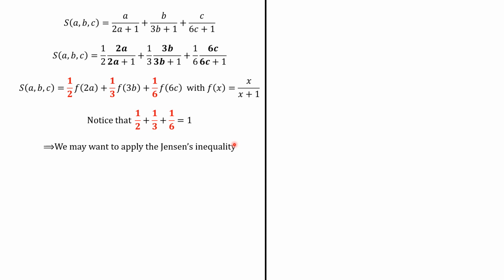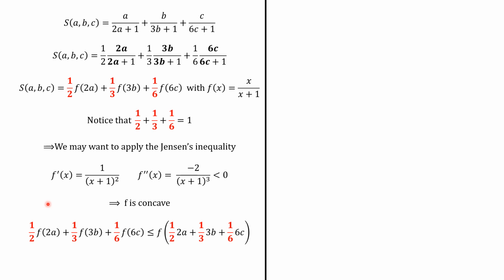But before applying Jensen's inequality, we should know about the convexity of the function f. That's what we do by computing the first derivative of the function, which is 1/(x+1)². And therefore, we compute again the second derivative, which is -2/(x+1)³, which is negative. So f is a concave function. Therefore, we can apply Jensen's inequality. That is, because f is concave, the convex combination of the images is less than or equal to the image of the convex combination, as here.